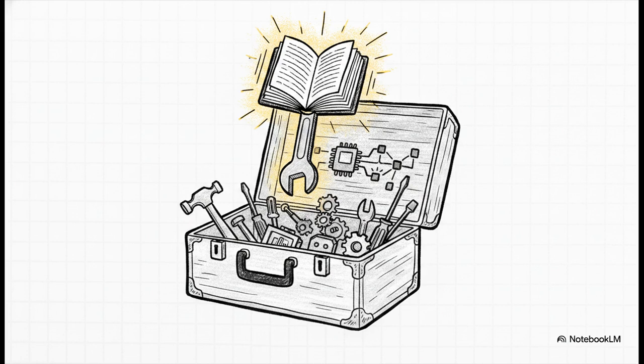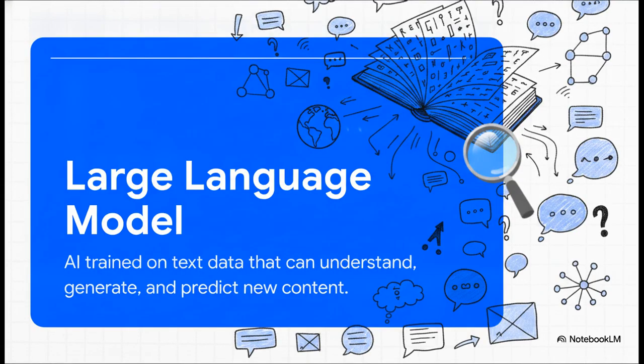You hear about large language models, or LLMs, everywhere right now, but it's vital to understand that LLMs aren't magic. They're really just a massive text-based application of the broader machine learning field. They're just one specific tool in the broader AI toolbox. To define it properly, an LLM is an AI trained on astronomical amounts of text data. Because it has read millions of books, articles, and websites, it can understand, generate, and predict new content.